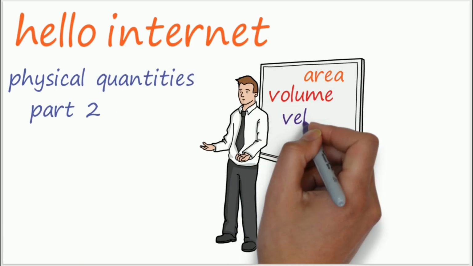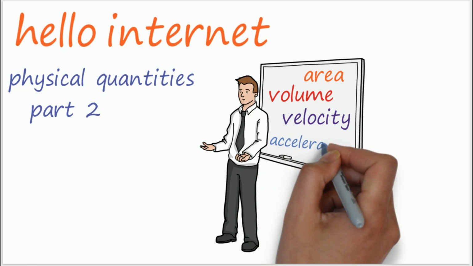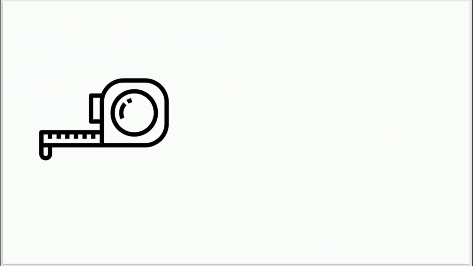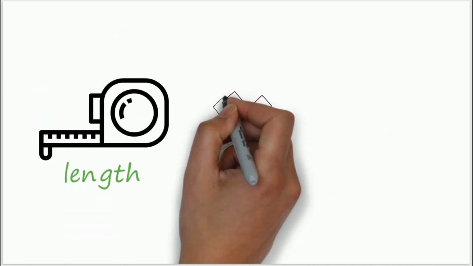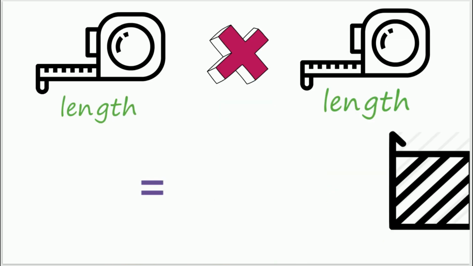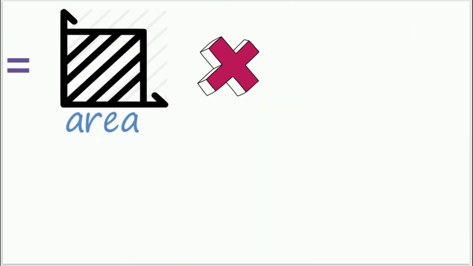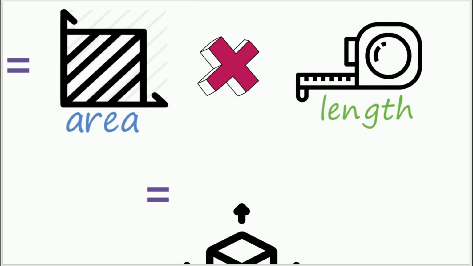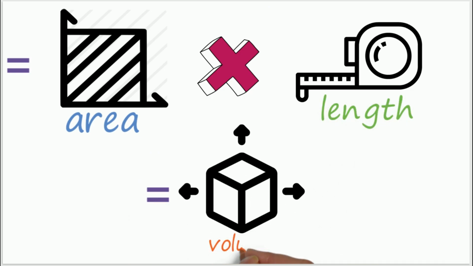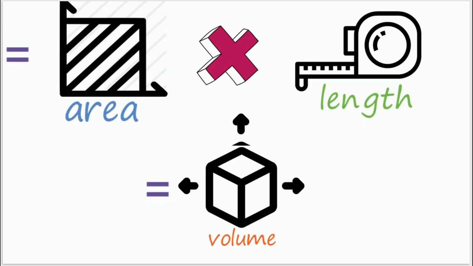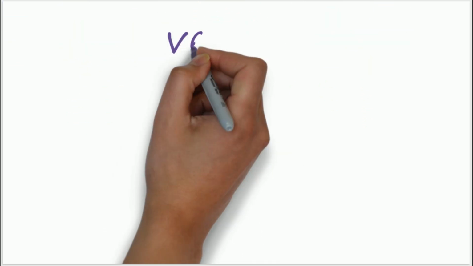So just for keeping things formal, let's start with area. When we take length and multiply it with itself, we get area. And when we multiply this area again with length, we get volume. I hope that's clear. Now let's move on to the important stuff, velocity.